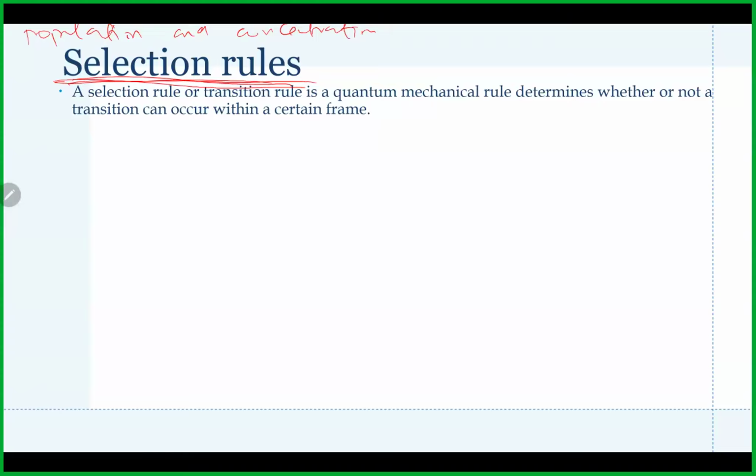If you do not write what you are supposed to do, the selection rule, which is the marking scheme in this case, will say it is 0. If it is allowed, then it is allowed. So let's come back to class. A selection rule or a transition rule determines whether a transition will occur or not. So emphasis on something here, it's a quantum mechanical rule.